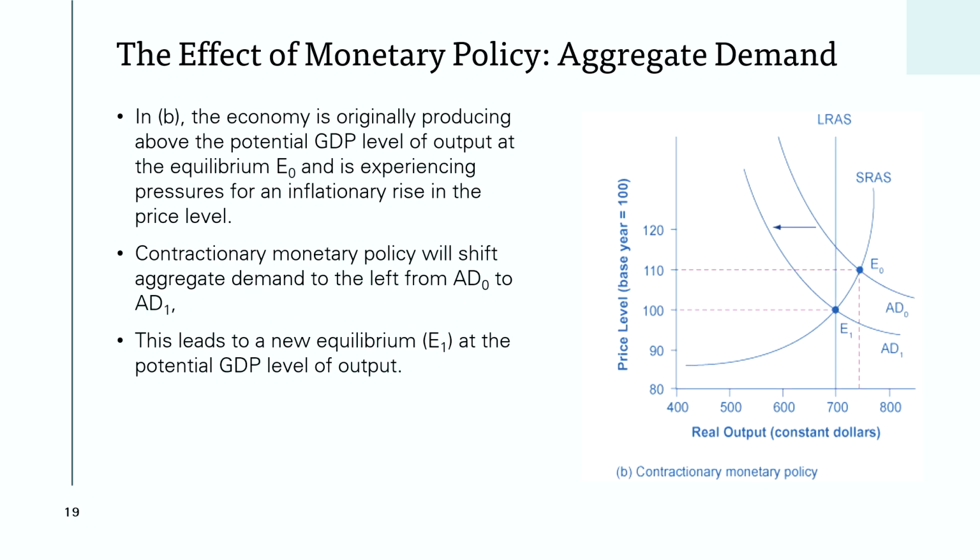In the second scenario, the economy begins at a level of output above potential GDP, indicated by equilibrium E0. At this point, the economy is overheating and facing inflationary pressure. Contractionary monetary policy raises interest rates, reducing consumption and investment. As aggregate demand shifts from AD0 to AD1, the economy moves back to potential GDP at equilibrium E1. This stabilizes price pressure and prevents further inflation.